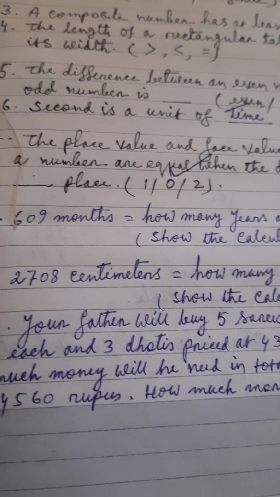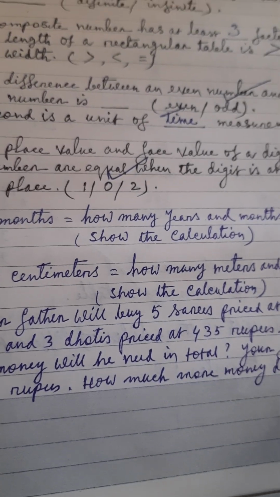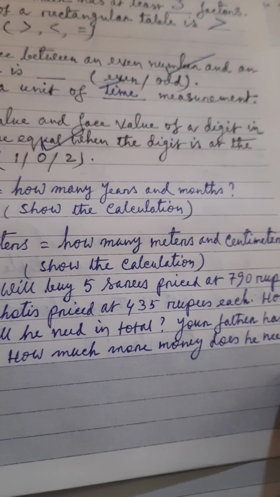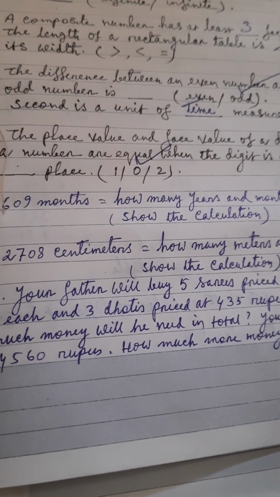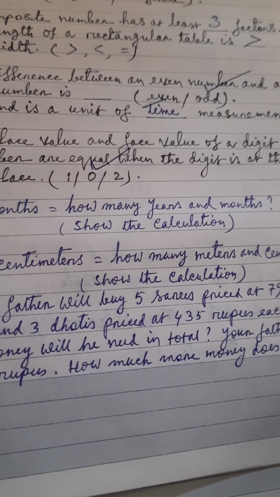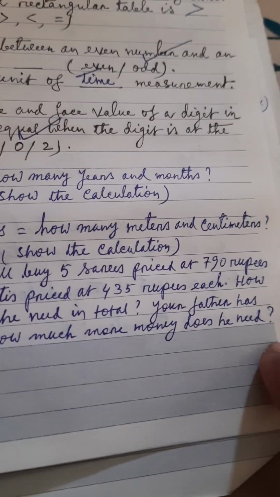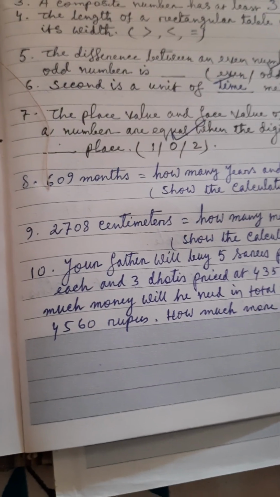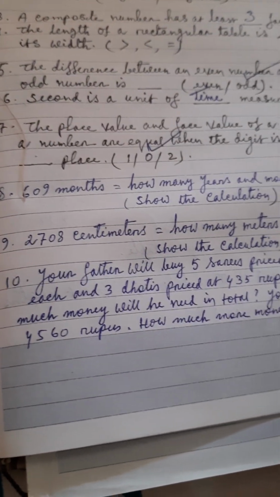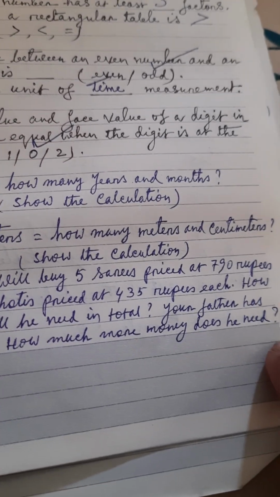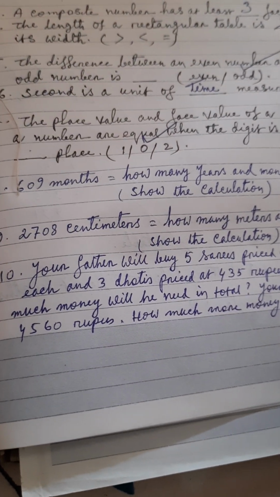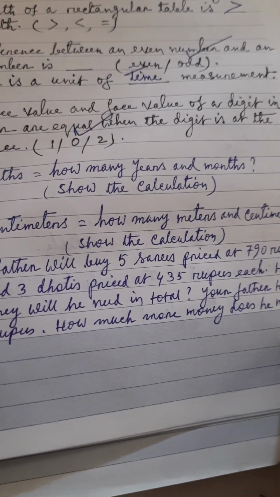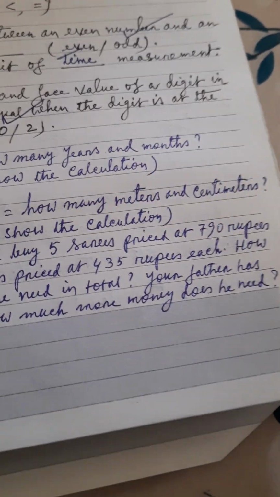Your father will buy 5 saris priced at 790 rupees each and 3 dhotis priced at 435 rupees each. How much money will he need in total? Your father has 4560 rupees. How much more money does he need?